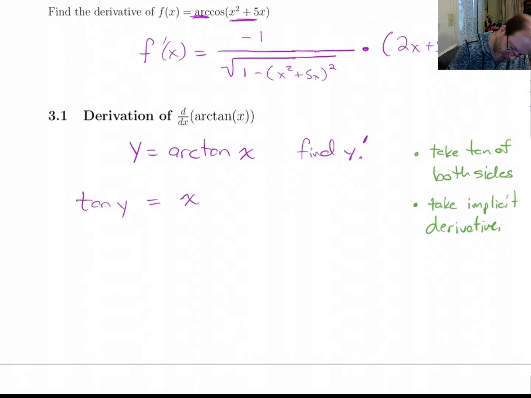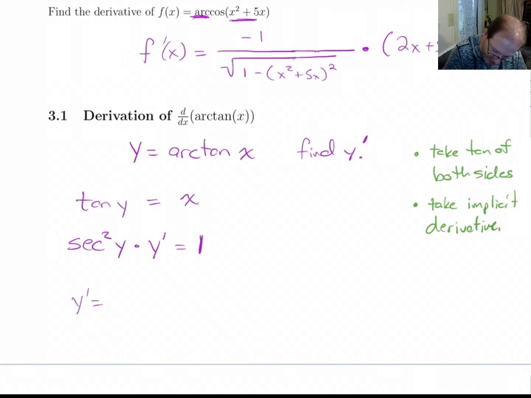The derivative of tangent is secant squared, but we're doing this implicitly, so we have to multiply by the derivative of y. So we get secant squared y times y prime, and the derivative of x is just 1. Now I can solve this for y prime and get y prime is equal to 1 over secant squared y.